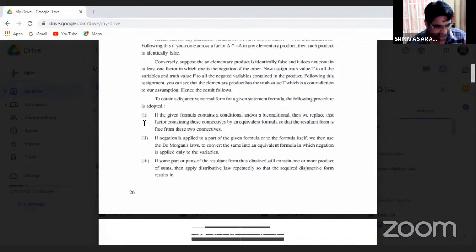Now then there are expressions. These three points you have to observe. These three points are very important, the key to the explanation, and will be mentioned here. First thing: if the formula contains the connectives and, or, biconditional, or implication, we replace the factor containing these connectives by an equivalent formula.